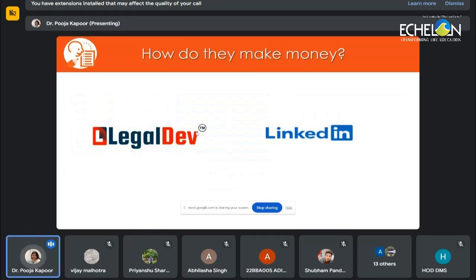There is one more, which is LegalDev. LegalDev is basically a consultancy firm which provides legal consultancy. So they make money from the commission they get from their clients. And what about LinkedIn? LinkedIn has a freemium model, which has two words, basically the free and the premium one. The premium services they provide generate a lot of money for them.